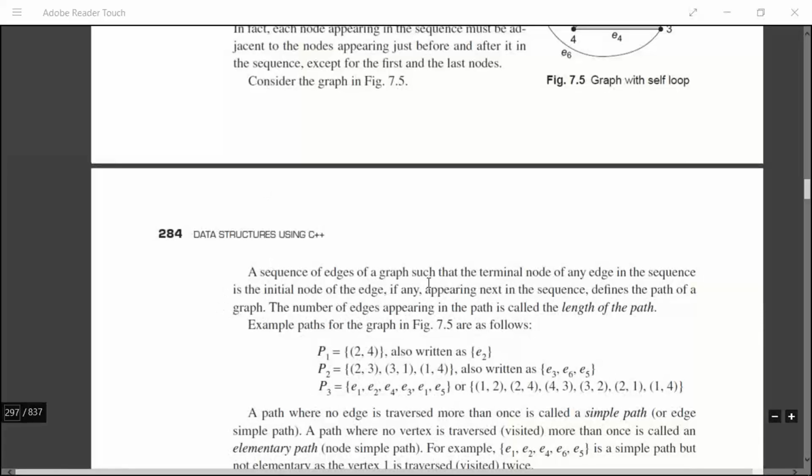See, a sequence of edges of a graph such that the terminal node of any edge in the sequence is the initial node of the edge, if any, appearing next in the sequence defines the path of the graph. So what is the path? A sequence of edges of a graph. Sequence means traversing from one point to the other point, such that the terminal node of any edge, I mean the ending point of the edge, an edge will have 2 points, initial and terminal. So the end point is the initial point to the edge appearing next in the sequence. Such a sequence is defined as the path of that graph.